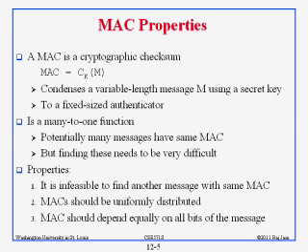So therefore it is infeasible to find another message with the same MAC, obviously, and MACs should be uniformly distributed, so they are totally random, and MACs should depend equally on all bits of the message. That means if any bit is changed, the MAC should change significantly, which is obviously then only it will be authentication, because if we change a few bits here and there and the MAC doesn't change, that basically allows people to change the message without getting caught.